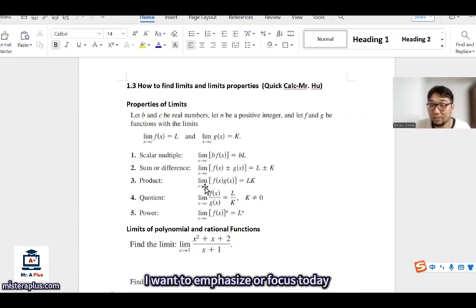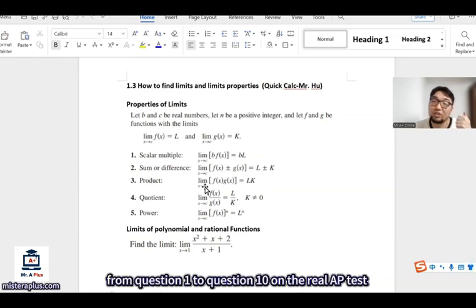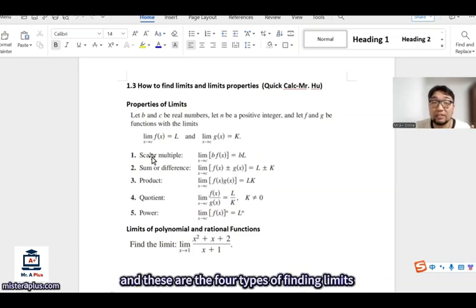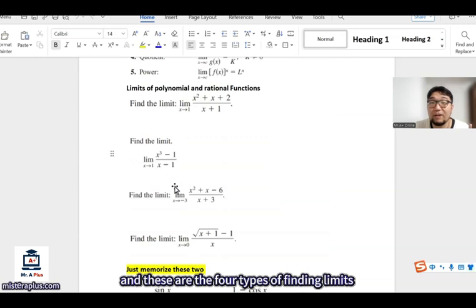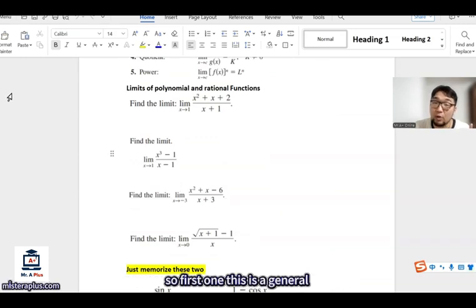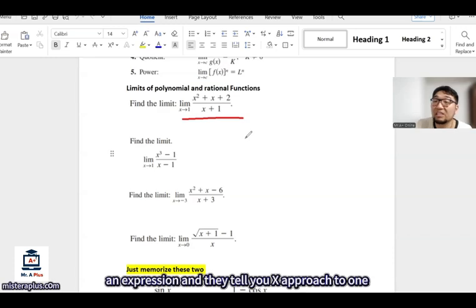What I want to emphasize today is that there are 4 examples you will be tested on, from question 1 to question 10 on the real AP test. And these are the 4 types of finding limits. So first one, this is a general one. They give you an expression and they tell you x approaches 1.